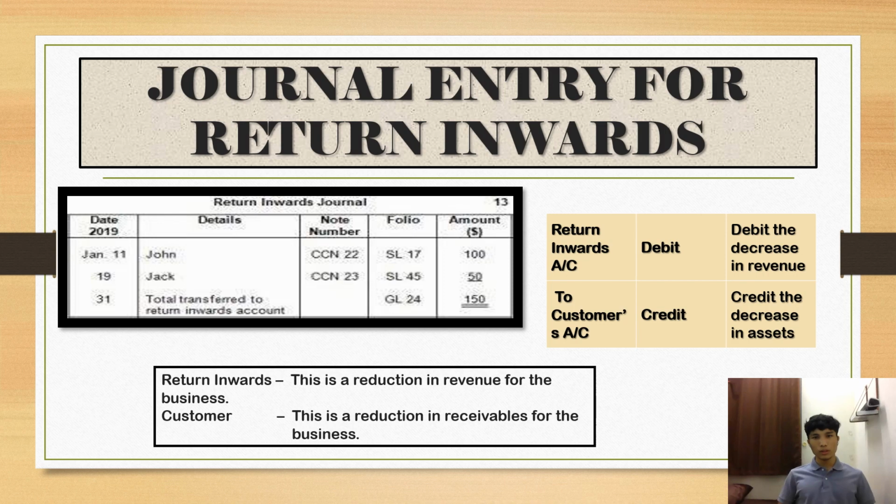So the journal entry for returns invoice. The journal has a date, details, note number, folio, and amount. Return invoice: this is a reduction in revenue for the business. For the customer, this is a reduction in receivables for the business. Debit the returns invoice account, the decrease in revenue, and credit the customer account, the decrease in assets.